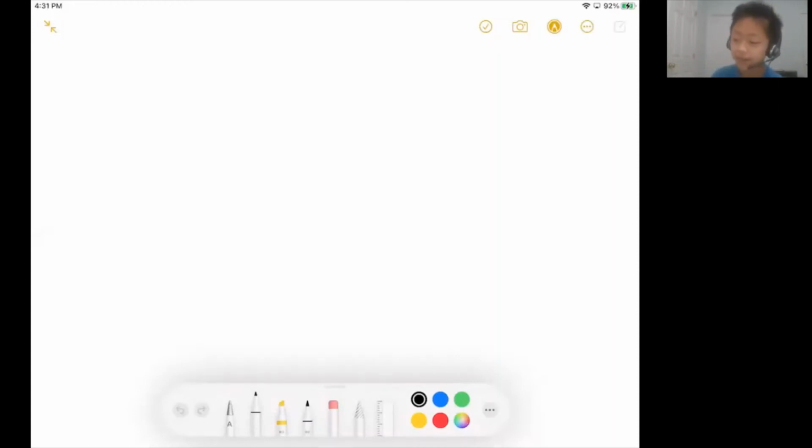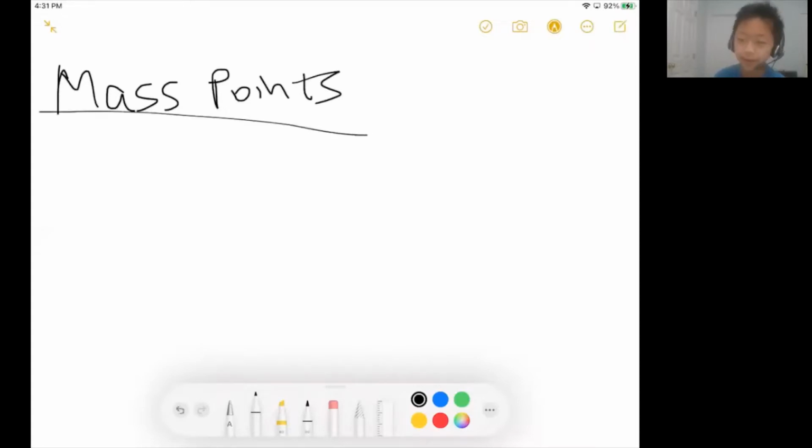Today we're going to be talking about something called mass points. Mass points is a very powerful geometry problem strategy when you want to find the ratio of lengths in some figure. It'll make more sense when we actually do an example. The concept of mass points is very simple and intuitive, but it can still be used to solve very complicated problems and yield non-trivial results.